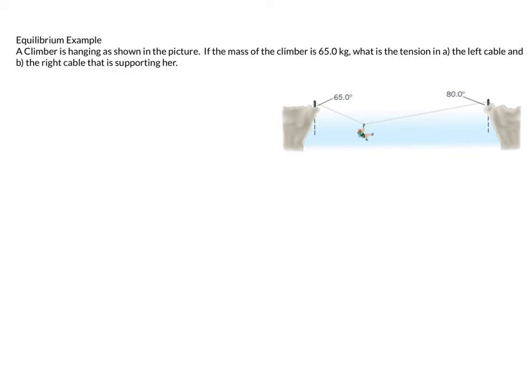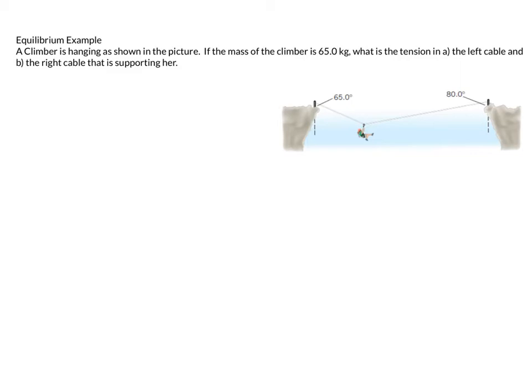So we're told here we have a climber who's seen in the picture here, and she's just hanging out, maybe taking a rest partway through going across this canyon here, and when she's stopped, she's sitting at a point where she has basically a single rope, but because of the way that her little attachment device works, there's going to be two different tensions in the cable, a tension in the left cable and a tension in the right cable.